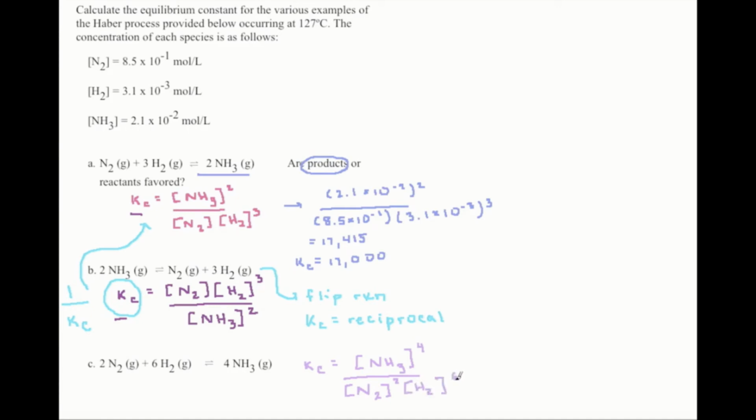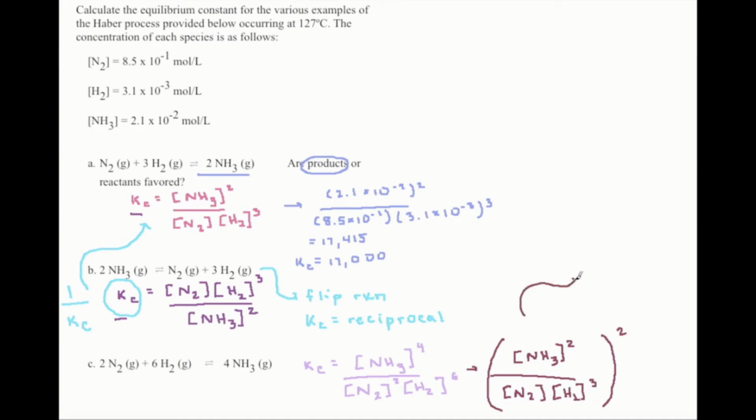And so if I want to get this equilibrium expression looking like what it did in A, what I could actually do is take NH3 squared, all over just your N2 times your H2 cubed, but then take the entire expression and square it, because then I would get NH3 to the 4th, N2 squared, and H2 to the 6th.